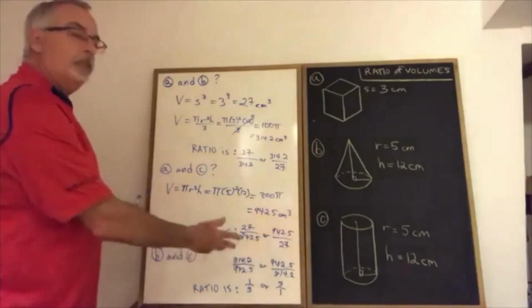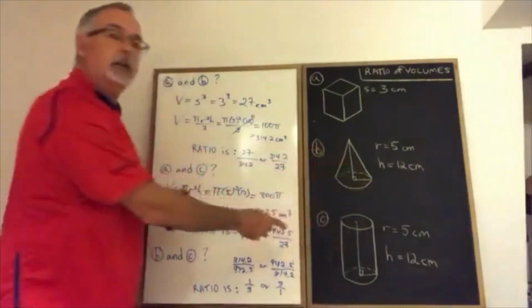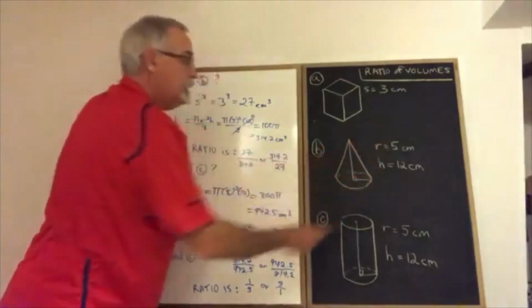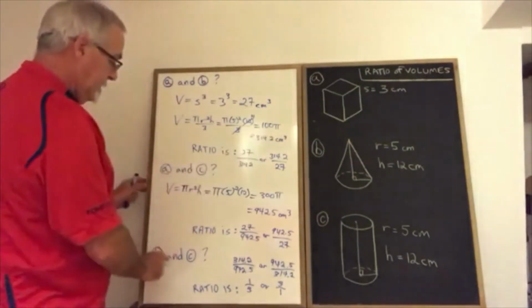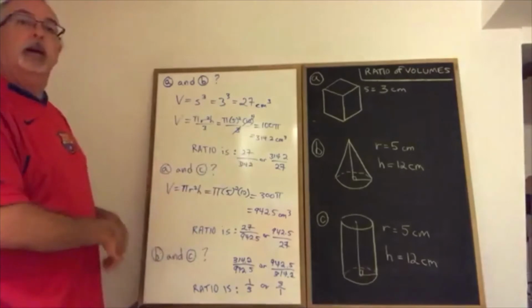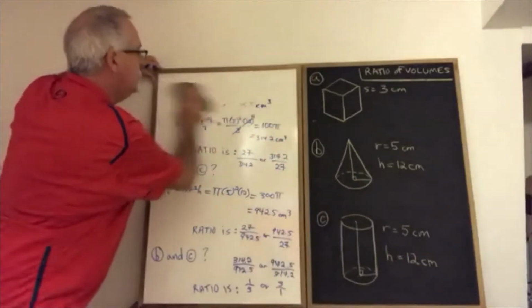But that reveals something else about the relationship between the volume of a cone and the volume of the cylinder when they have the same radius and the same height. So I'm going to answer this B and C question again in a different way. First, I'll erase the first two answers.